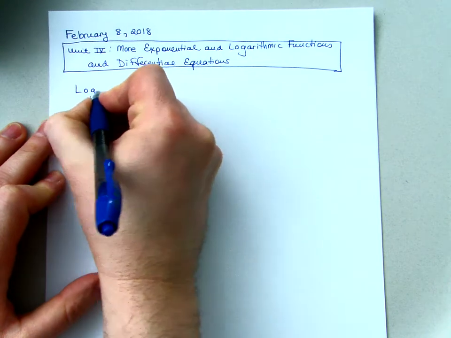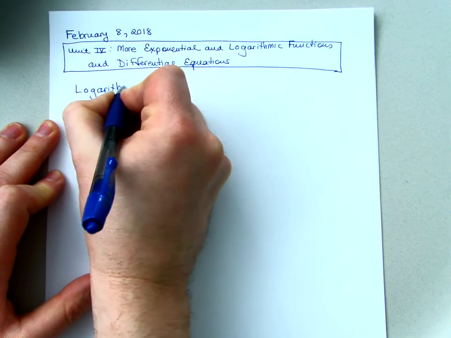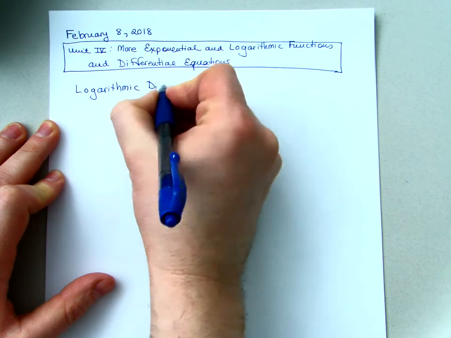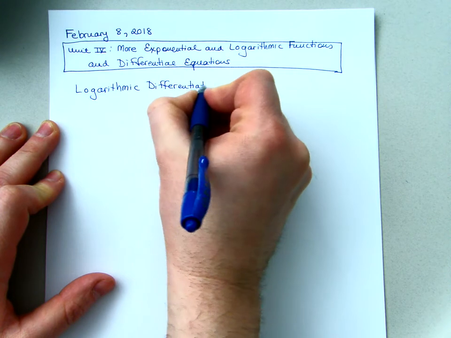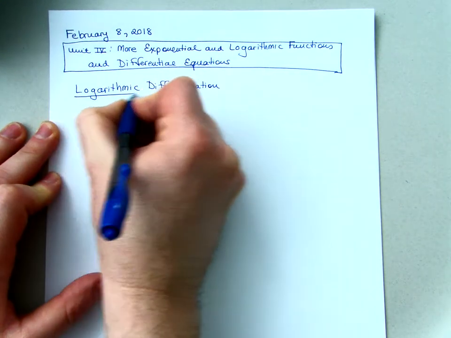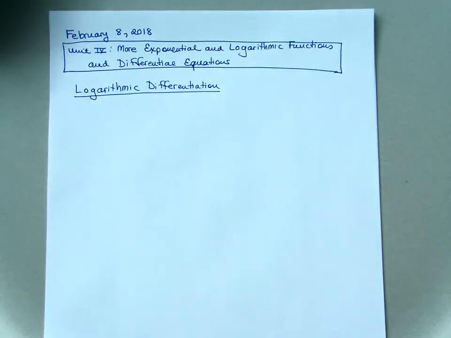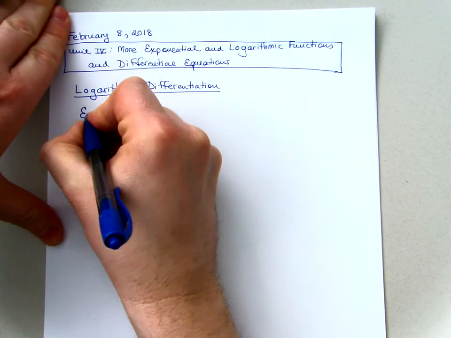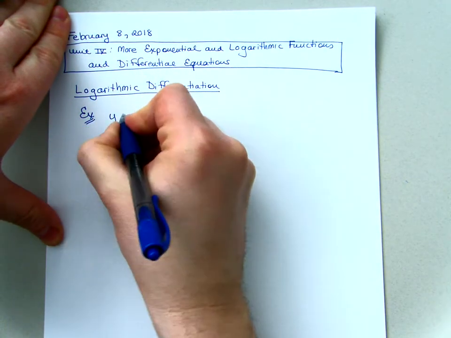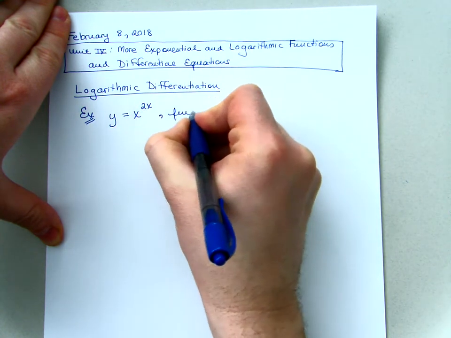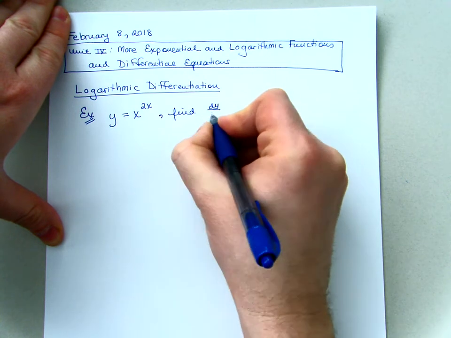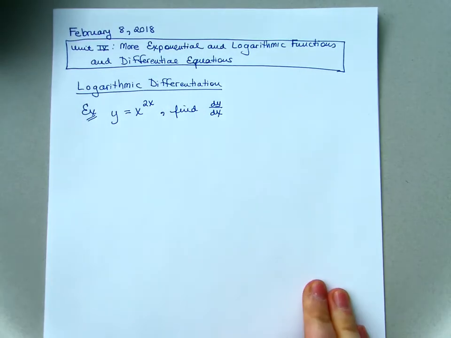We're going to look at something called logarithmic differentiation. Spend maybe 10 minutes on this, and then move into other things. Logarithmic differentiation. For example, let's say y equals x raised to the 2x. We want to find the derivative.